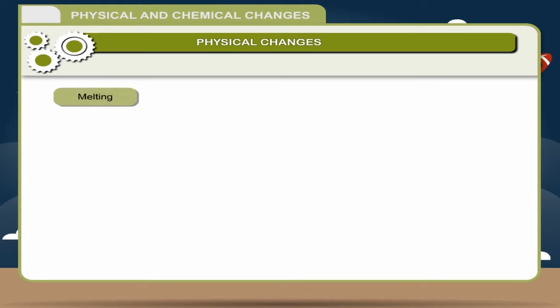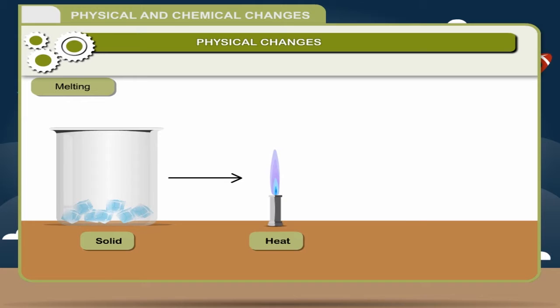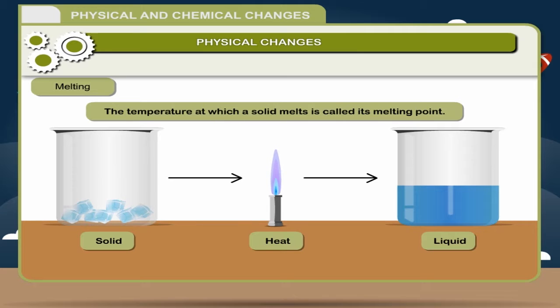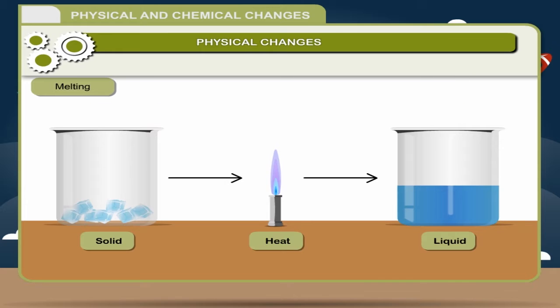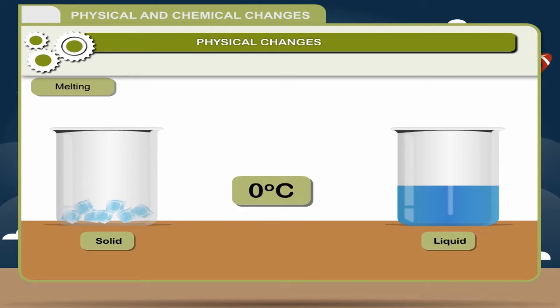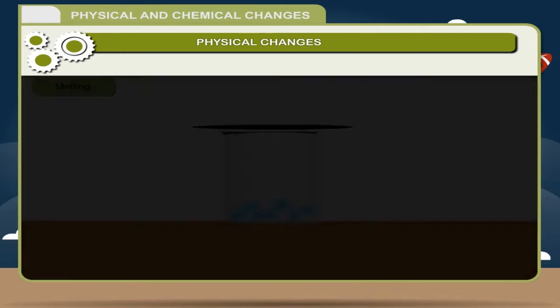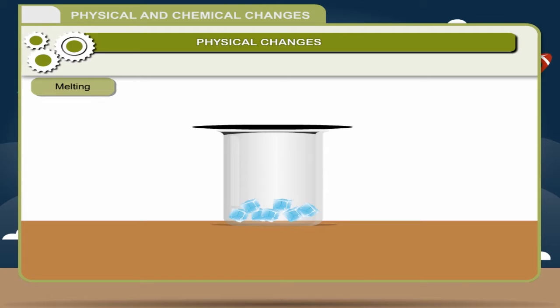Melting. Melting, also known as fusion, is liquefaction process in which a solid converted to liquid after receiving heat. The temperature at which a solid melts is called its melting point. Melting point of ice is 0 degrees Celsius. It can be converted back to solid by cooling.